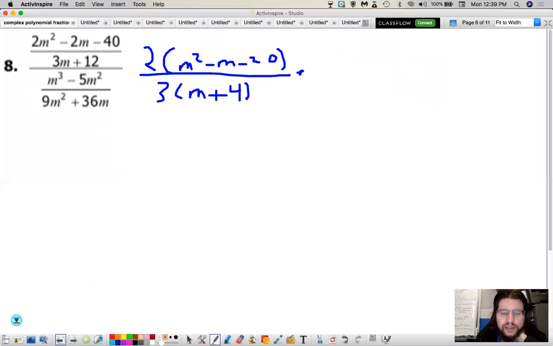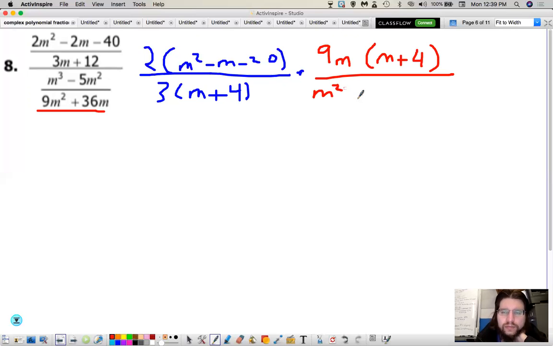Take a look at the other side, reciprocate it. On the numerator will be this, it has a 9m as a GCF. That's going to be m plus 4. So I just factored this right here as this right here. The denominator, they have an m squared in common. And look at that, stuff's going to cancel.